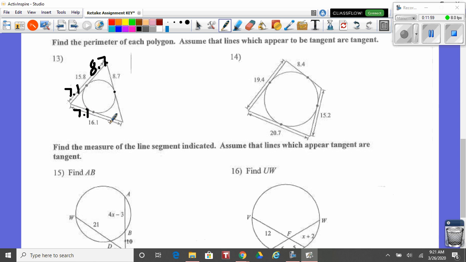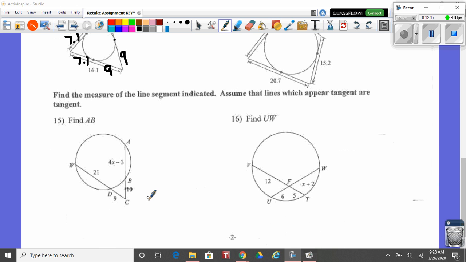To find the rest of that, we do 16.1 minus the 7.1, which will give us 9 right there, which means that this right here is also 9. Perimeter means we add up all of the sides.